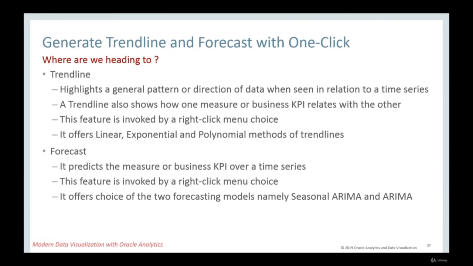A trend line is also available to analysts when they want to see the regression trend between two metrics, for example, sales and margin. Trend often take analysts to the next question, where are we heading? To answer this question, we have forecasting. It helps analysts predict the metrics over a time series. Both these functionalities can be invoked by a mere right click. Let's see them at work in the following demo.